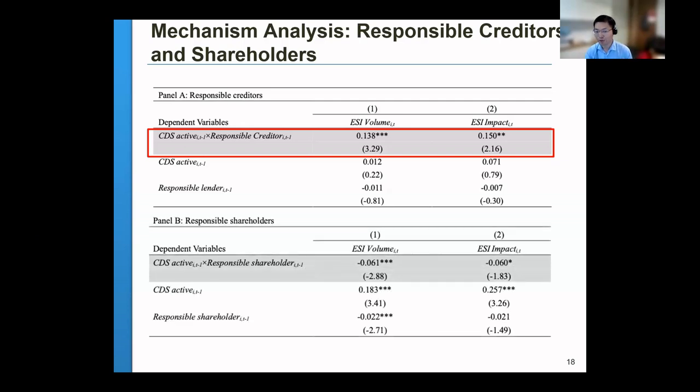Another interesting finding is about the responsible shareholders. They are also affected by CDS trading. If the responsible creditors step out after the inception of CDS trading, maybe the responsible shareholders will step in and try to fill the gap. Here we find that the presence of responsible shareholders, using the PRI signatory, elevates the impact of CDS trading on CSR. That means the responsible shareholders are able to fill the gap left by the empty creditors after the introduction of CDS trading.